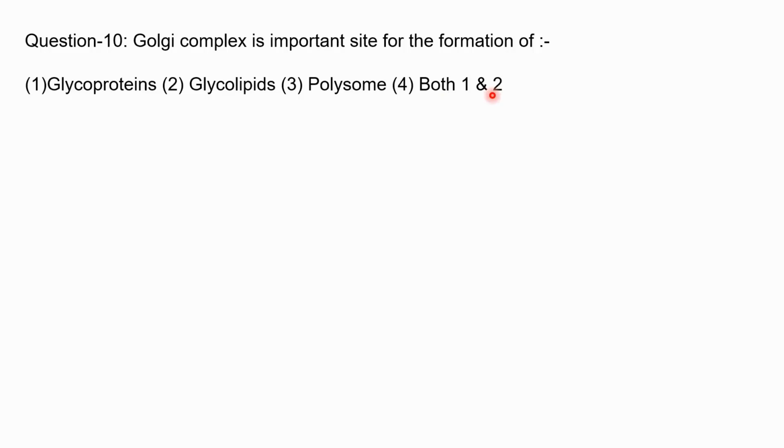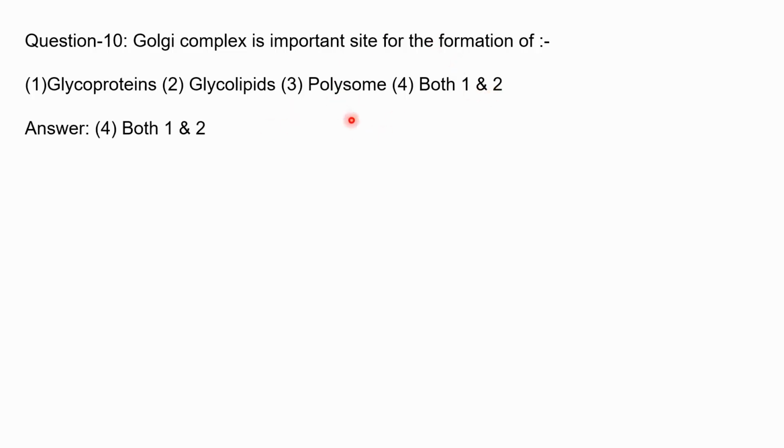All the proteins and lipids which are synthesized by the ER are transported into the Golgi complex, where certain carbohydrate molecules, so sugar moieties, are attached to the proteins and the lipids, leading to the modification of the protein and formation of glycoproteins and glycolipids. So the correct answer is both 1 and 2.